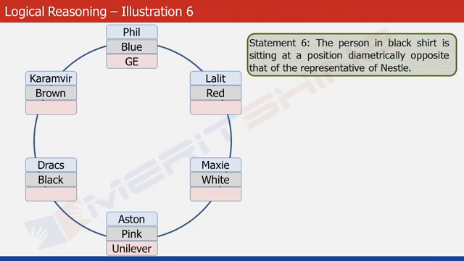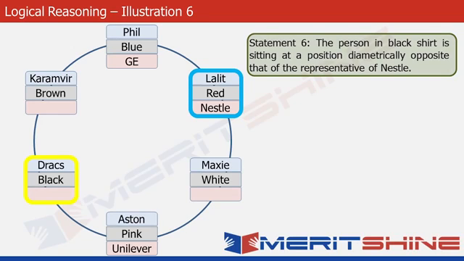The next statement that we use would be statement 6. It states that the person in black shirt is sitting at a position diametrically opposite that of Nestle's representative. The box highlighted in yellow belongs to the person who is wearing the black shirt. The diametrically opposite position would be the box that's highlighted in blue now. It's obvious that Nestle's representative is Lalit and he is occupying this box. So let's write Nestle in this box.